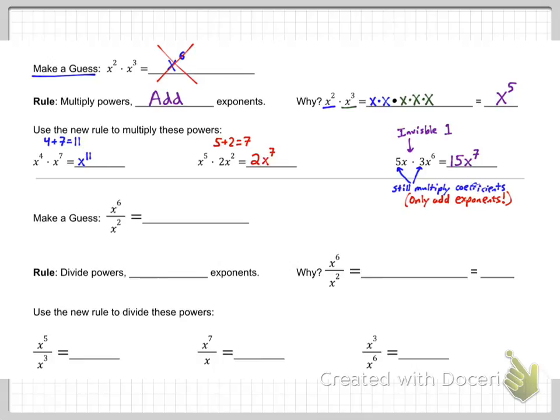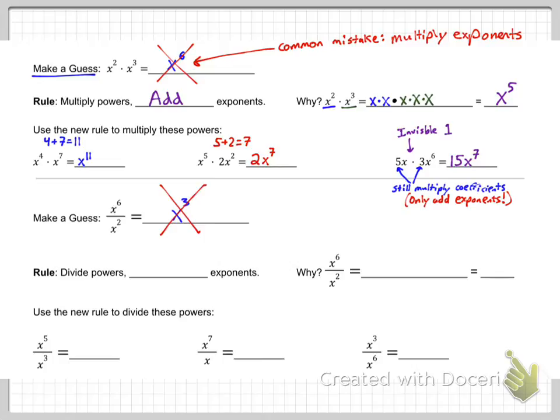All right, moving on. Now we have division. So I just want to point out that first thing we did, x to the 6th, that's the most common mistake when you're multiplying powers, students accidentally multiply the exponents. All right, let's make a guess. What if we divide powers? X to the 6th divided by x squared. Well, if you said x to the 3rd, you are incorrect.